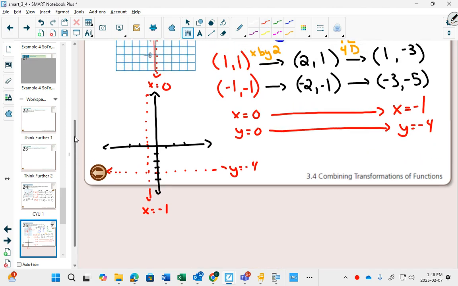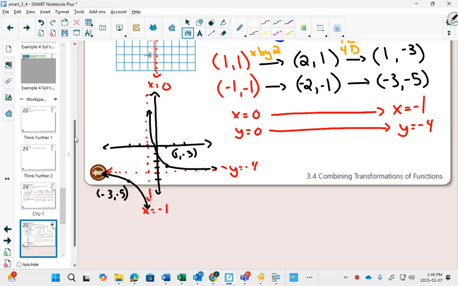We can plot our points. We have a point at 1, negative 3. And we have a point at negative 3, negative 5. Draw your graph towards your asymptotes. And we have our final graph.